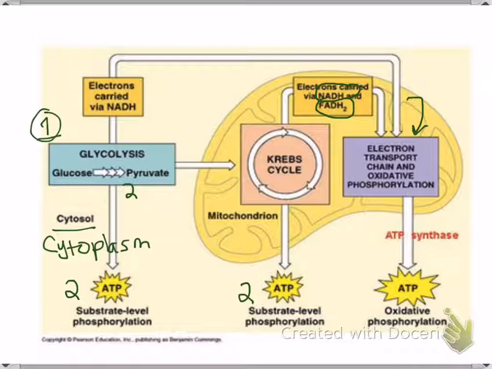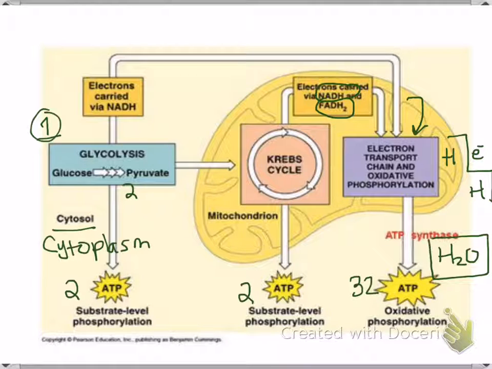In this electron transport chain, the hydrogen and the electrons are going to be attracted to each other, and this attraction is going to create a tremendous amount of energy. We're going to make 32 ATP, and the hydrogens are going to combine with the oxygen at the end of the stairway to produce water. So, the final step of cellular respiration produces the greatest number of ATP molecules, 32.